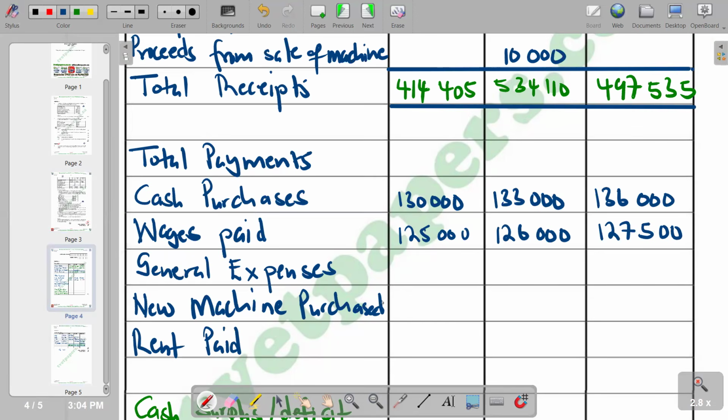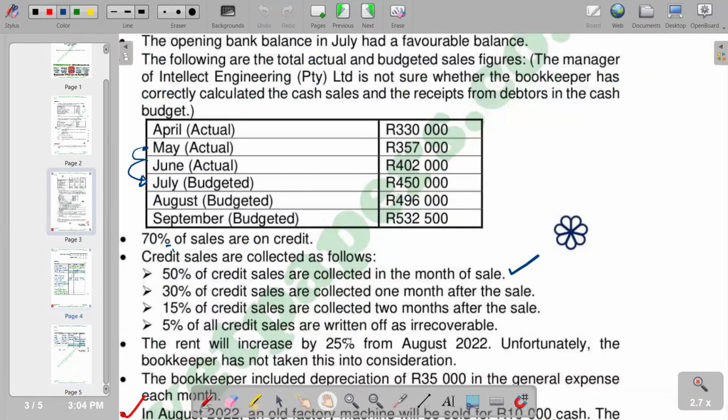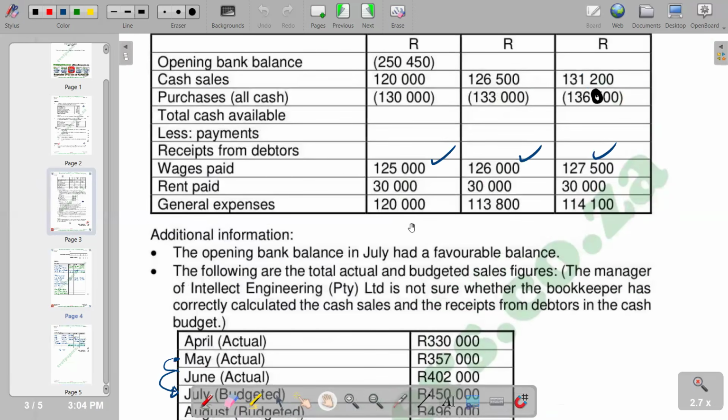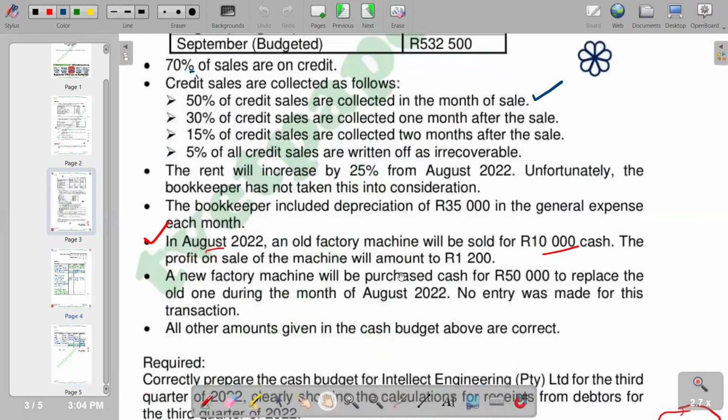And then we have got our general expenses. Check in terms of our question. If you go to the initial cash budget, we're given the general expenses as 120,000, we give it 130,800, 140,100. So we check according to additional information. Do we have anything to do with general expenses?